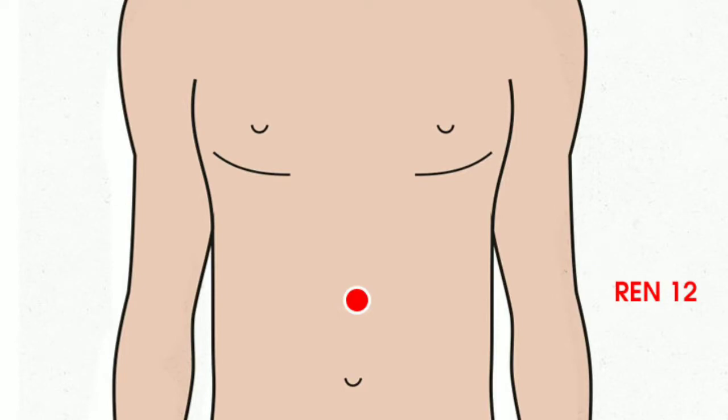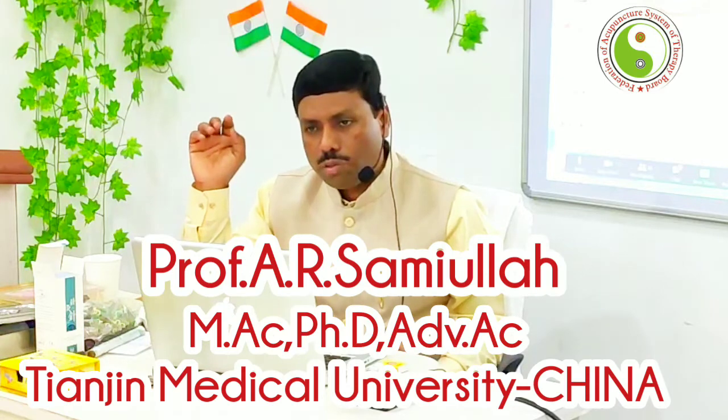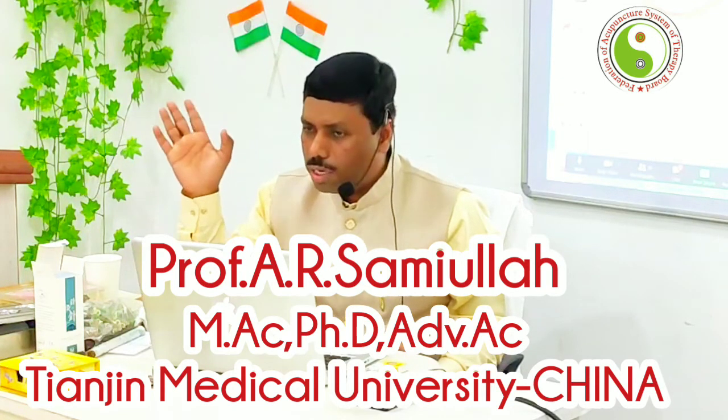These are the 3 points I wanted to guide you here. The one point is Neiguan (pericardium 6), the second point is Zusanli (stomach 36), the third point is called Neiting, that is stomach 44. These are the 3 points for stomach pain. One is Neiguan, and then stomach 36, and then stomach 45.